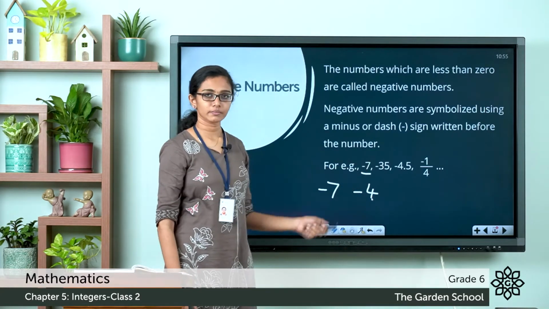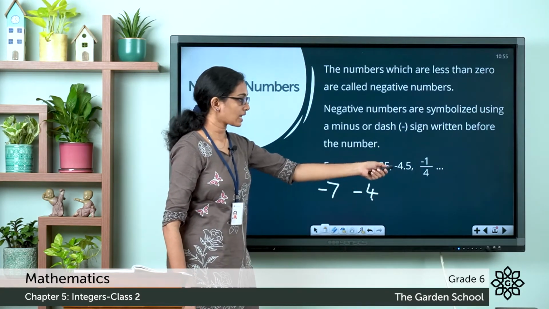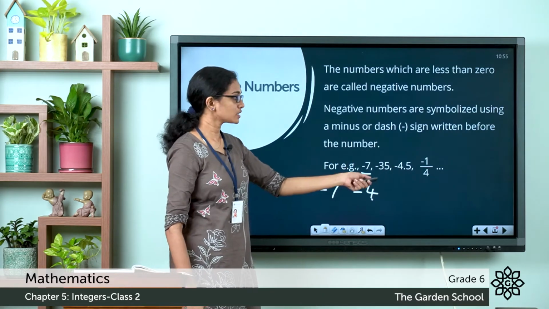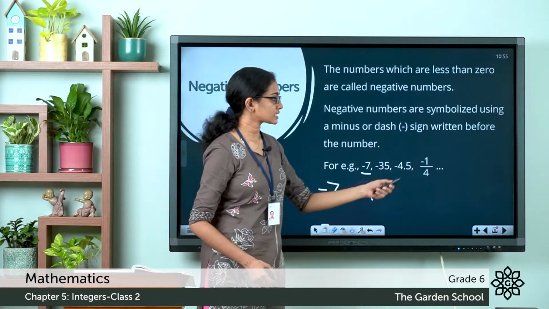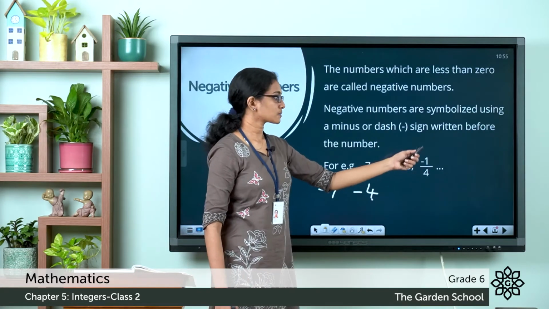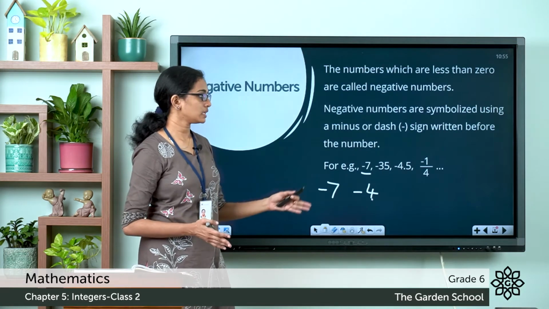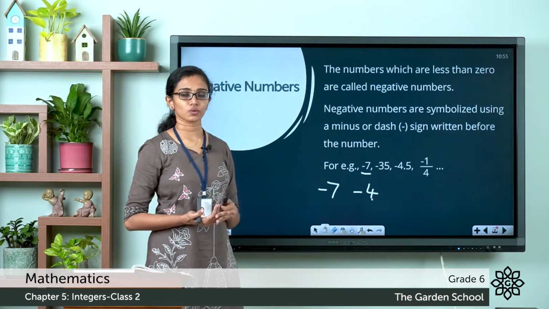Here you have more examples given, minus 35, and here you can see it is a negative decimal number, minus 4.5. And here it is a fraction which is negative, that is minus 1 by 4. So negative numbers can be decimals or fractions also.